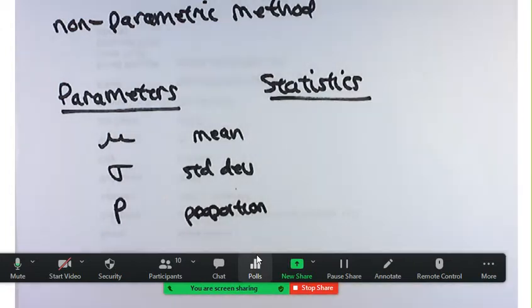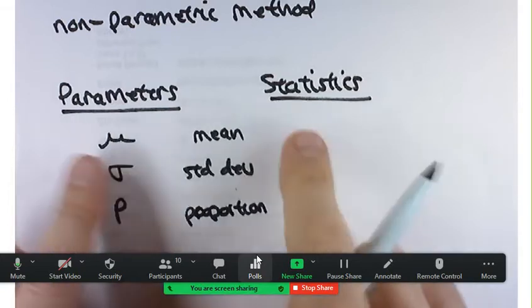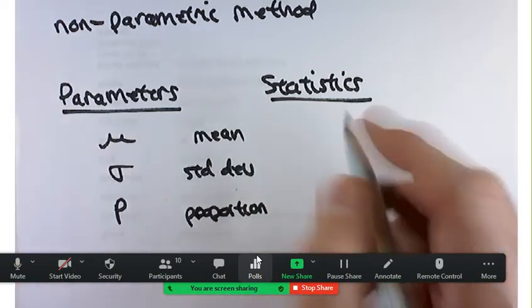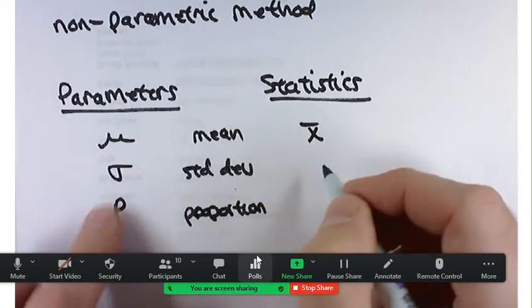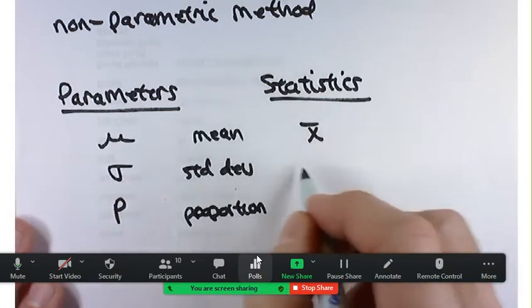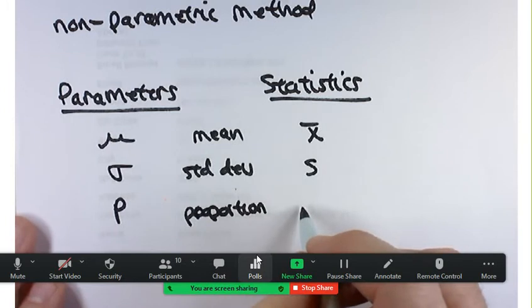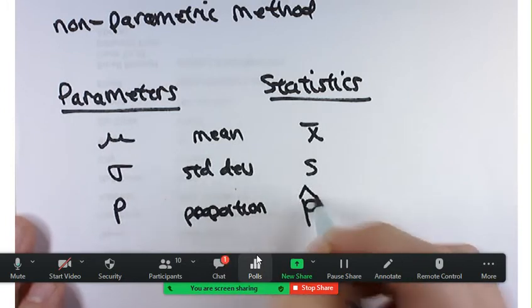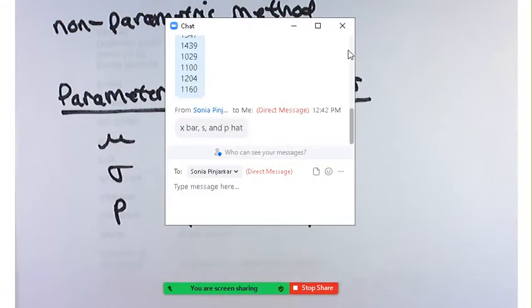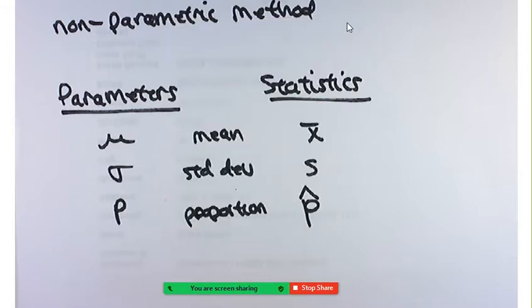What are the associated statistics? What statistic goes with the mean? X bar. Thank you, Zach. How about the standard deviation? S. And the population proportion? It's not P, but it's P hat. Yeah, P chapeau. I don't know why I always like saying that, but I do. All right. Well done. And thank you, Sonia.